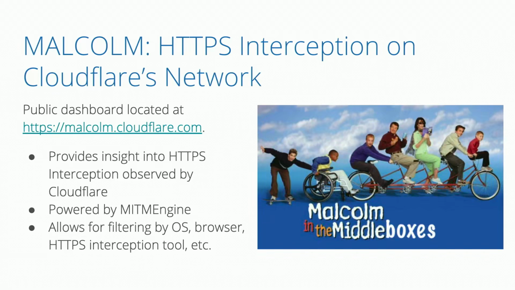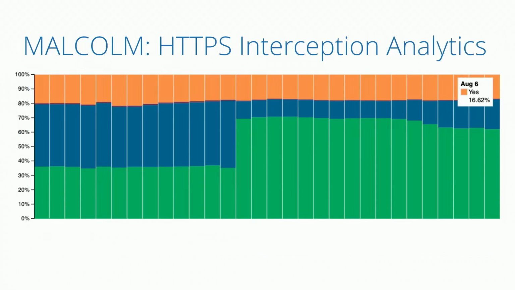This dashboard allows for filtering over a number of fields, including browser, operating system, and the type of HTTPS interception tool out of those that we've been able to identify. So let's see some examples of this dashboard in action. Here we show the overall HTTPS interception rates from the traffic sample over a 30-day period. The orange shows the percentage of traffic that we do believe has been intercepted based on our heuristics.